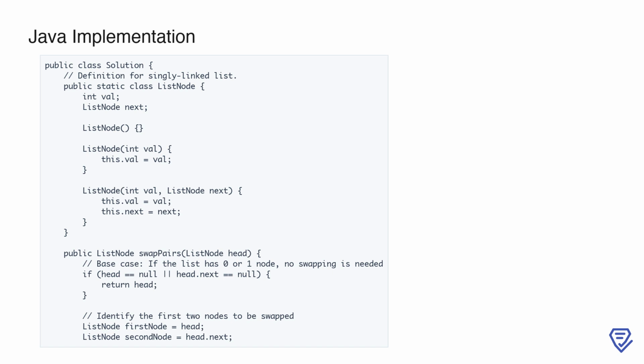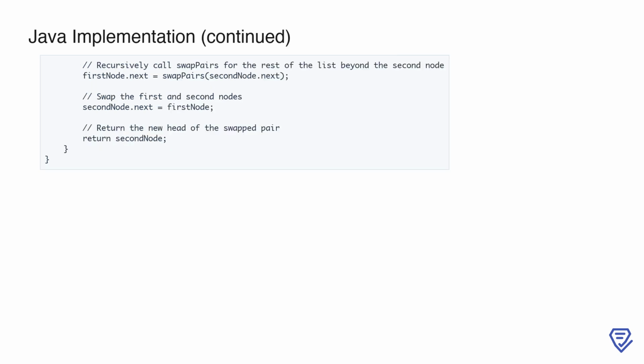If the list is empty, or if it contains only one node, no swapping is required, so we simply return the head as it is. Next, we identify the first two nodes of the list, naming them first node and second node. These will be the nodes that we focus on swapping in this step. After identifying the first two nodes, we proceed with the recursive step.